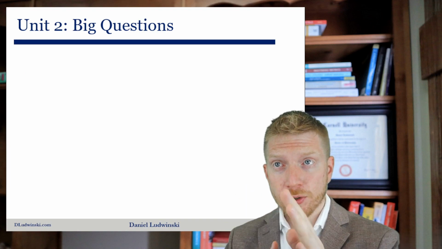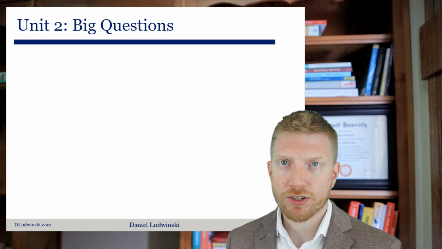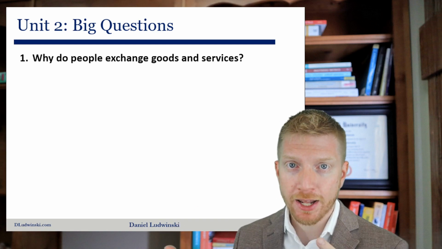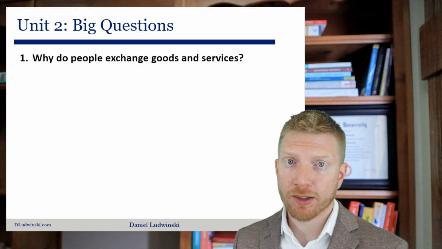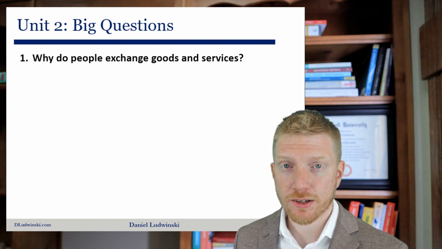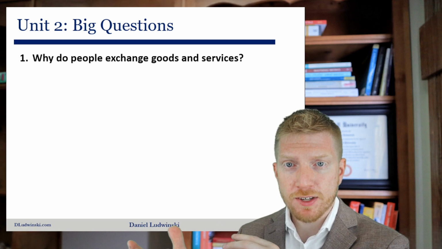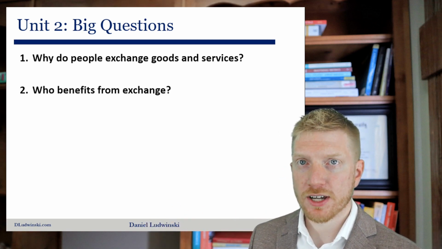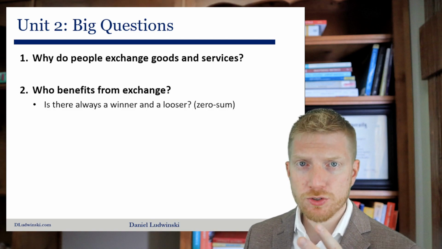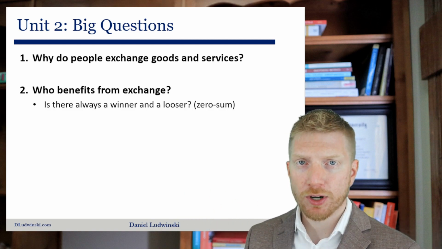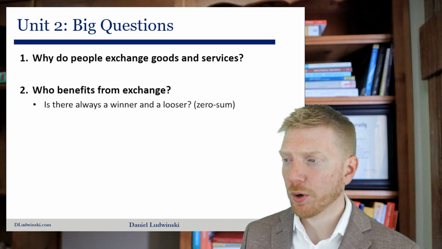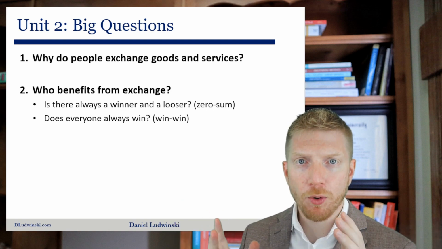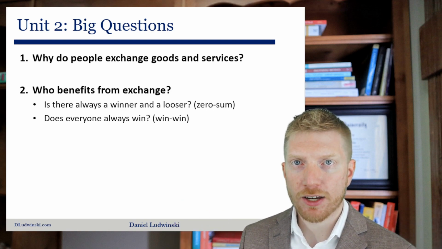So our unit 2 here deals with some big questions. The first is, why do people exchange goods and services? What benefit do they get from not making everything themselves? This is going to be the idea of specialization. And once we realize that there are some benefits from specialization and trade, we can then start to ask the questions, who benefits from these exchanges? Is there always a winner and loser? Is this kind of a zero-sum exchange where one person is walking away with more and one person is worse off? Or are all of these exchanges win-wins, where both parties are better off after the exchange?